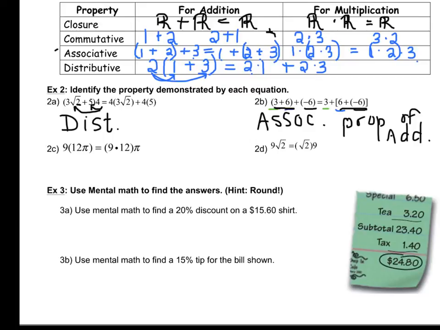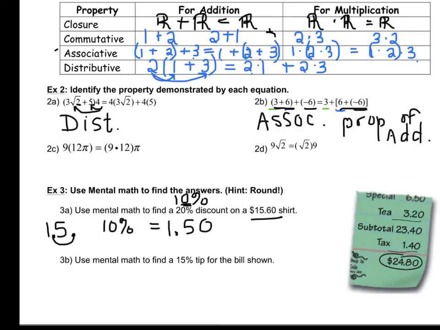Now we actually have to use mental math, so try not to have your calculator right next to you. But what we're going to do is find a 20% discount on a $15.60 shirt. Well, let's just make that an easier number. Let's just use $15. A 10% discount would be really easy to find because all we have to do is take the decimal that would be after the $15 and move it one place. That means 10% of the $15 shirt would be $1.50.